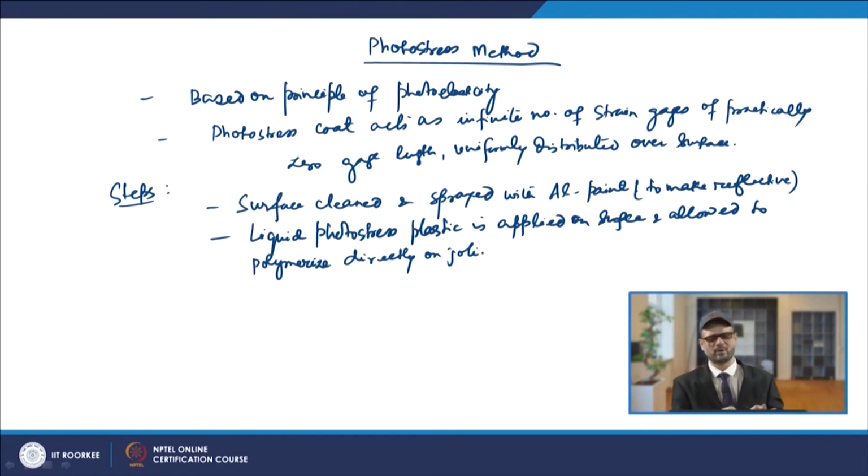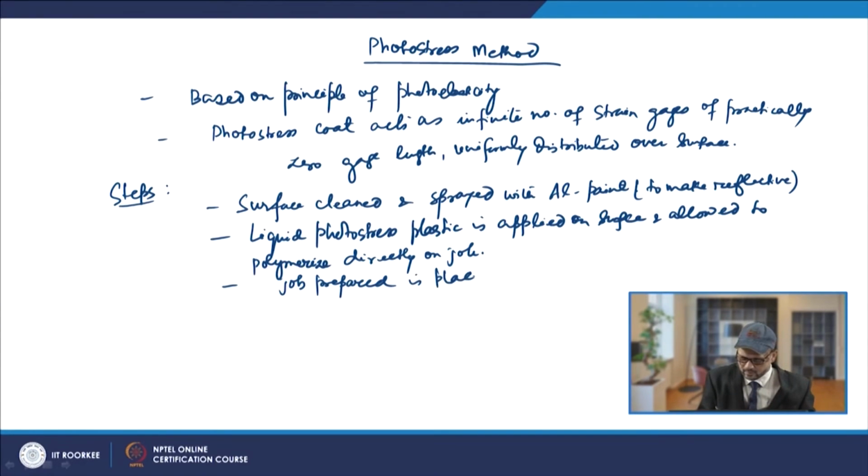So, one option is to use liquid photo stress plastic, or you may use transparent photo stress materials, which can be bonded on the surface of the job. Once you have made this, the job thus prepared is placed in the reflection polariscope.